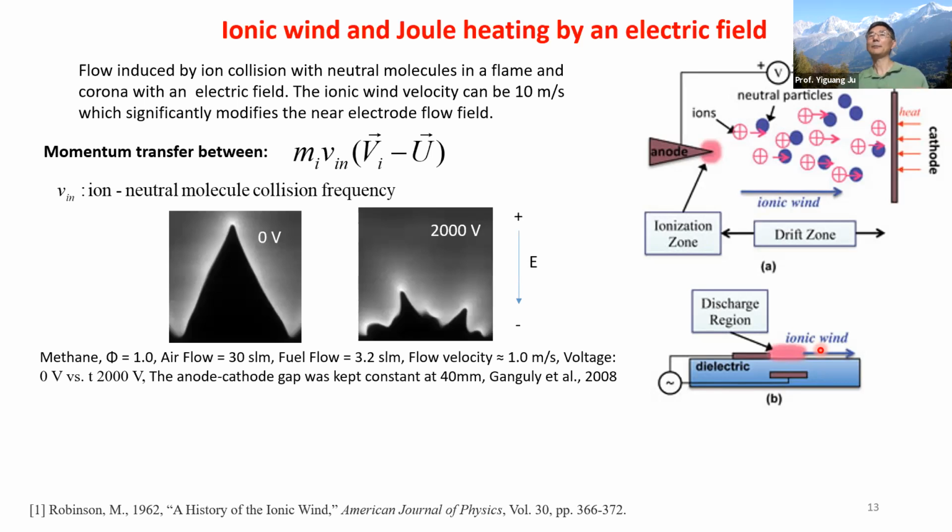Also, for a Bunsen flame, you can apply 2 kilovolts there. You can see the ionic wind moving from the top to the bottom. The flame shape is going to be changed because of the body force exerted by the ionic wind. So you trigger flame instability or change the flame curvature and surface area. It's all interesting in terms of flame geometry.